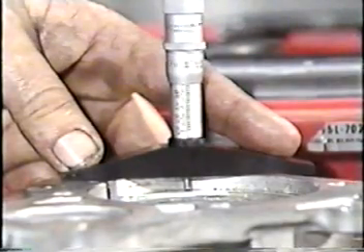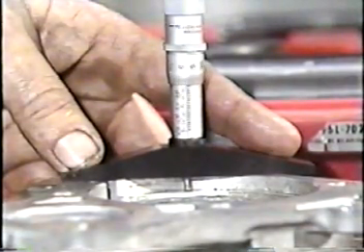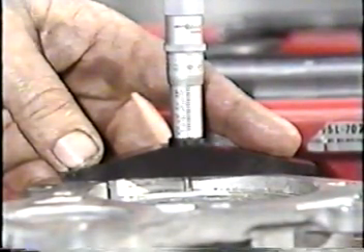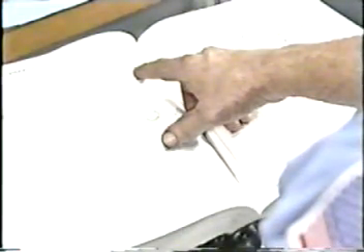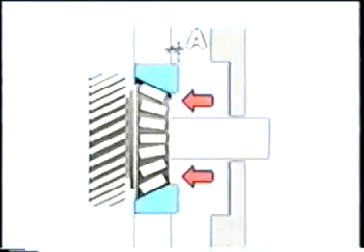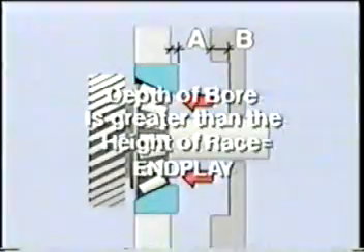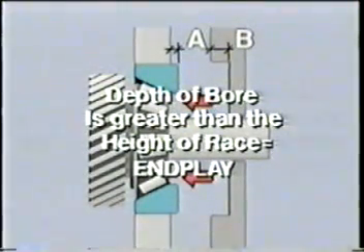To measure end play, use a micrometer and measure 4 different locations on the M50D. The 4 measurements are called dimensions A, B, C, and D in your shop manual. Look at measurements A and B to see how it's done. Dimension A equals the height of the input shaft bearing outer race above the front surface. Dimension B is the depth of the front cover outer race bore. When the depth of the bore is greater than the height of the race, you have end play.